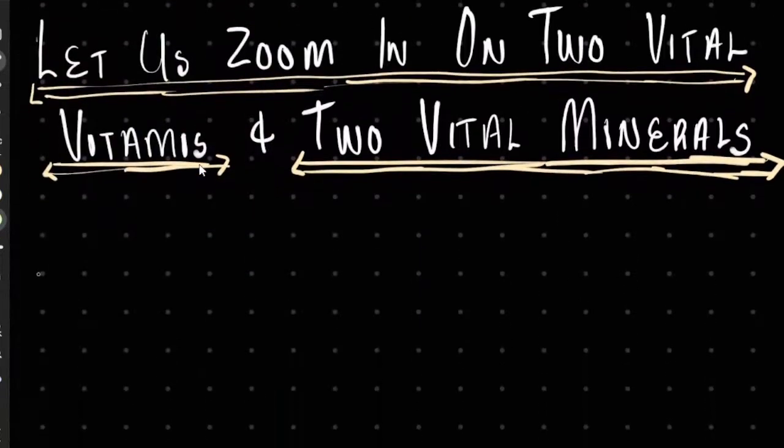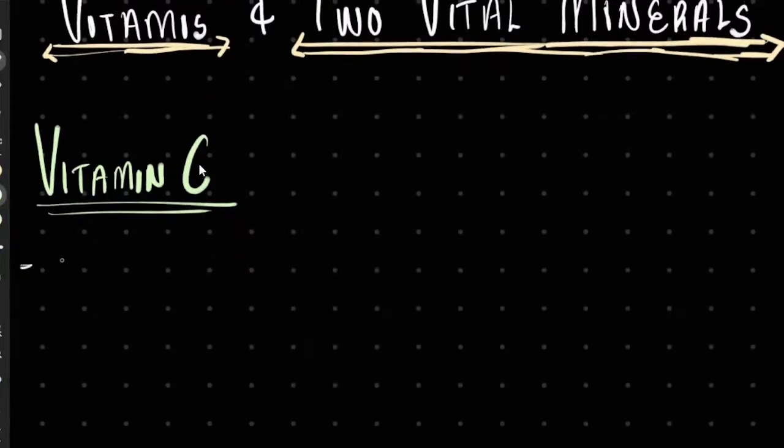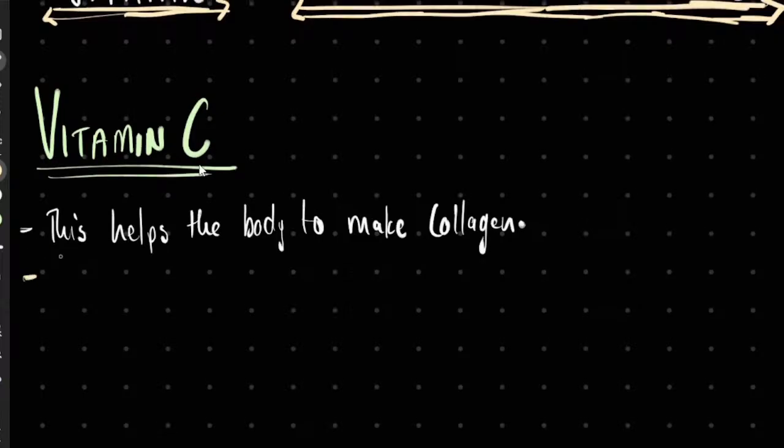Right. Let's put vitamin C. You need vitamin C. Right to say, this helps the body to make collagen. Vitamin C helps the body to make collagen. And right, collagen is important.